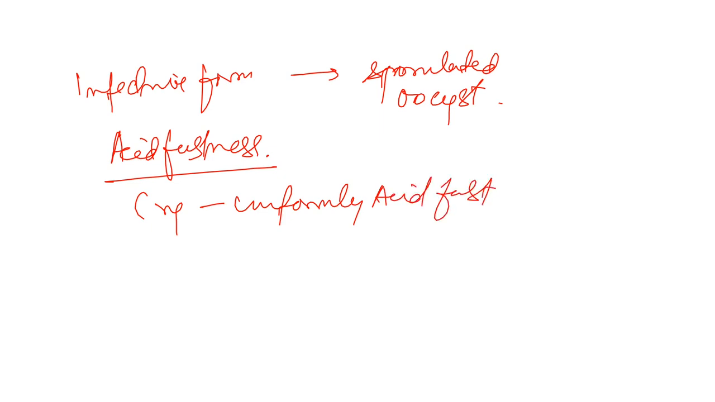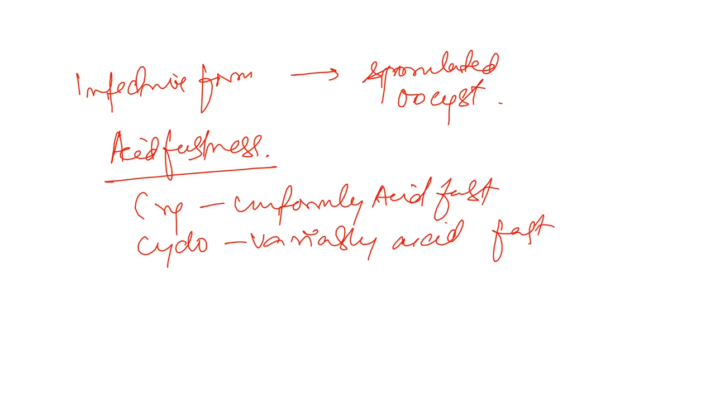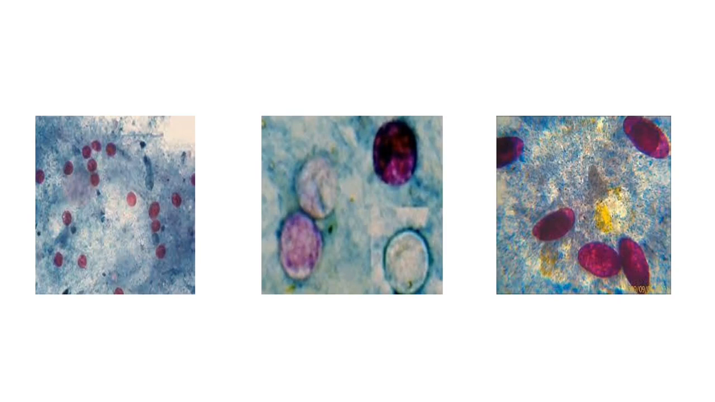और जो साइक्लोस्पोरा है, that is variably acid fast, and Isospora is also uniformly acid fast. So how you will remember this: Isospora is also uniformly acid fast. For this we have to see the images, ठीक है. We will see the images. देखो, how we can identify.